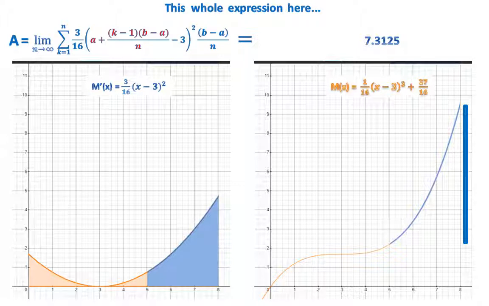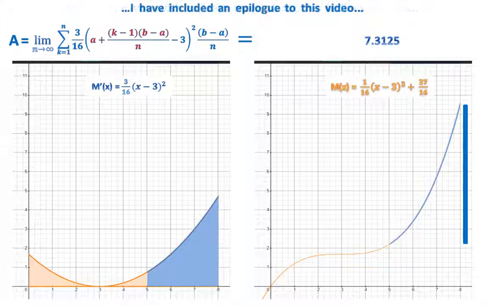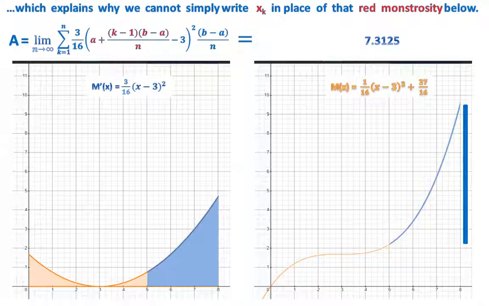This whole expression here, by itself, is an arbitrary value of x, which we call x sub k. I can hear your brain entering deep fry mode. However, if you wish to learn more about this tedious process, I have included an epilogue to this video, which explains why we cannot simply write x sub k in place of that red monstrosity below.